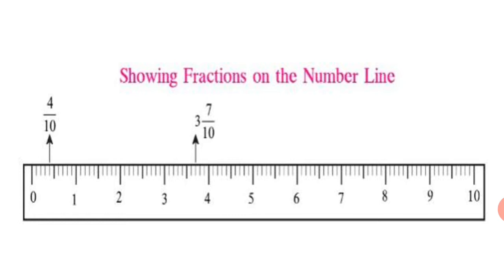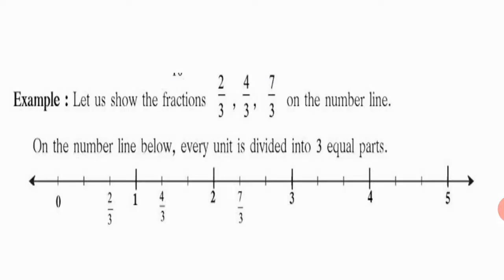So how to show them on a number line? Let's see an example. Let us show the fractions 2 upon 3, 4 upon 3, 7 upon 3 on the number line. On the number line below, every unit is divided into 3 equal parts. Why 3 equal parts? Between 0 and 1 you will see 3 parts. Between 1 and 2 there are 3 parts because our denominator is 3.